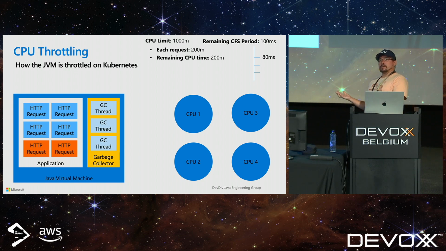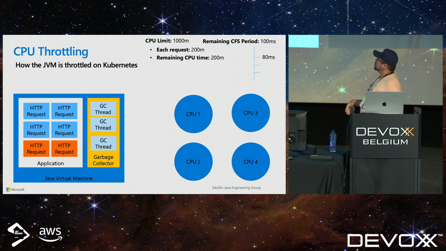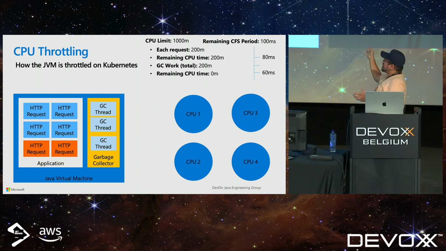For some reason, the garbage collector thought, oh, I need to clean something. And it executes. Some GC thread goes in, does some work, cleans up the memory, and now the GC work combined consumed the remaining 200 millicores. That took 20 milliseconds. Now the application doesn't have any CPU time left.